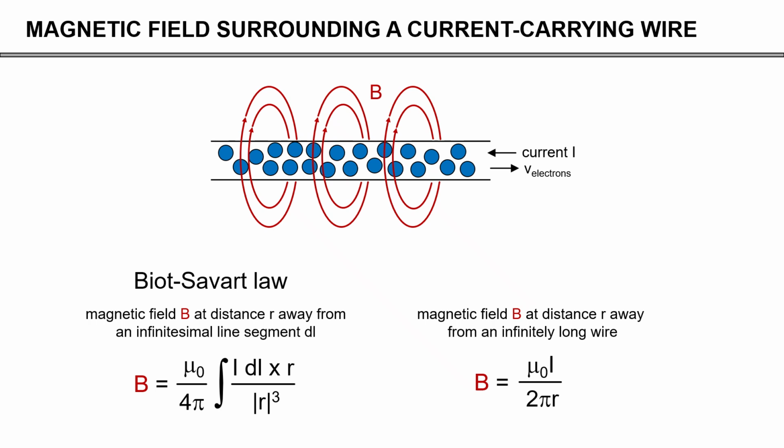And so you can see that the magnetic field is directly proportional to the current in the wire. So twice as much current, twice as strong a magnetic field, and it drops off as 1 over r away from the wire.